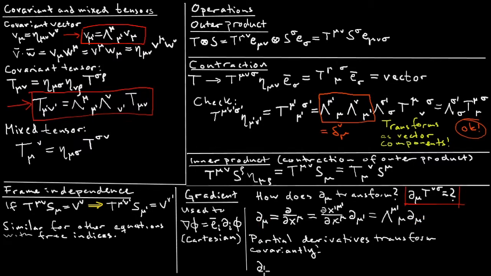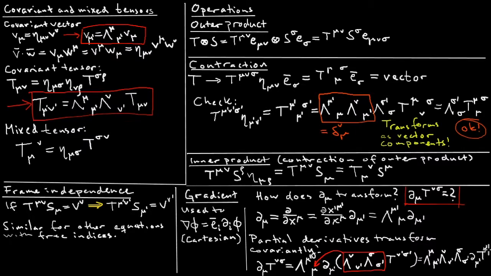In particular, if we take the derivative of the contravariant tensor component t nu sigma with respect to x mu, we can rewrite everything in terms of the prime partial derivative and the prime tensor components. Since the transformation coefficients are constant, we can move them out of the derivative. And we are left with the exact transformation rule for a tensor with 2 contravariant and 1 covariant index.